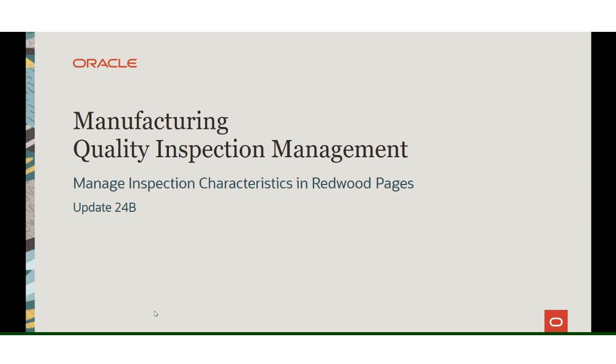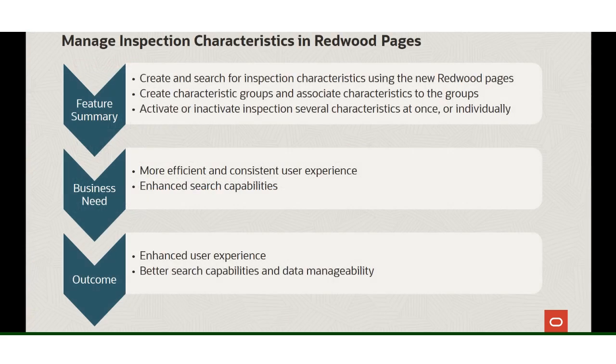Welcome to the demo of the 24B Manage Inspection Characteristics in Redwood Pages feature in Manufacturing's Quality Inspection Management. In this demo, we'll cover how to create and search for inspection characteristics using the new Redwood pages, associate characteristics to characteristic groups and create new groups when needed. You'll also see how to activate or inactivate inspection characteristics, several at once or individually.